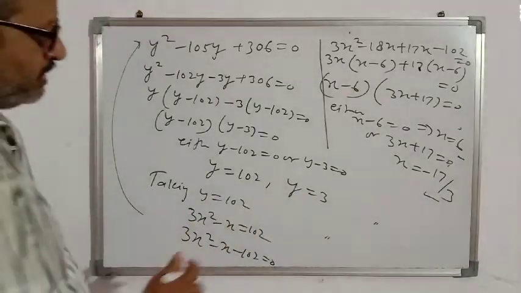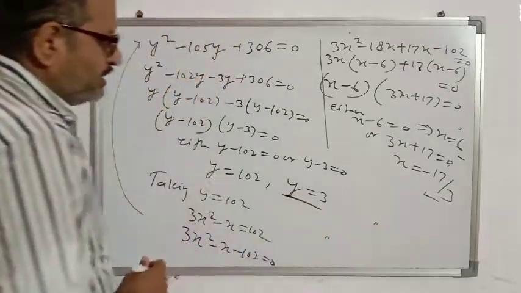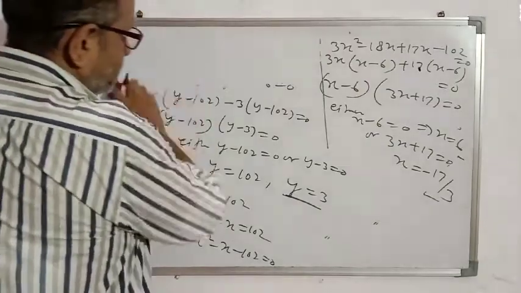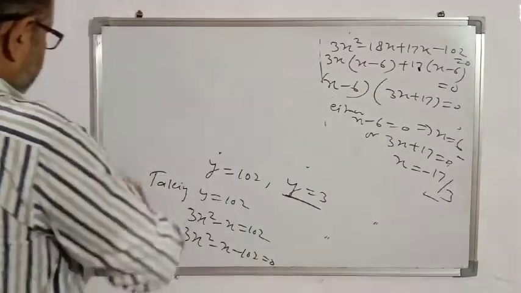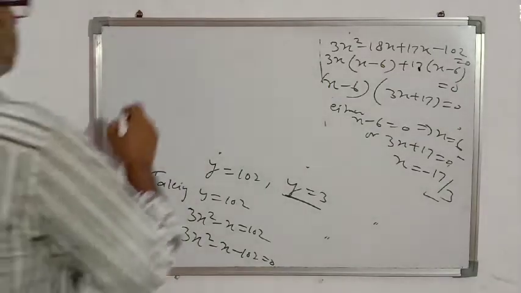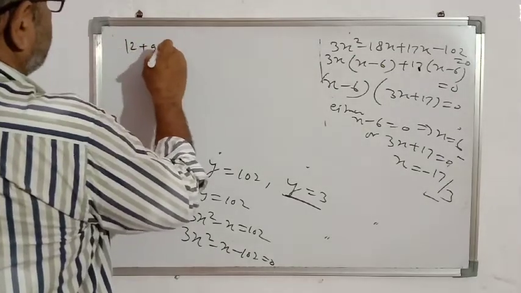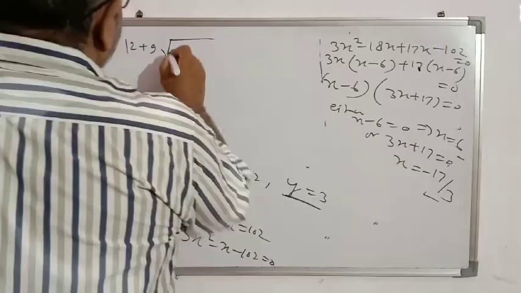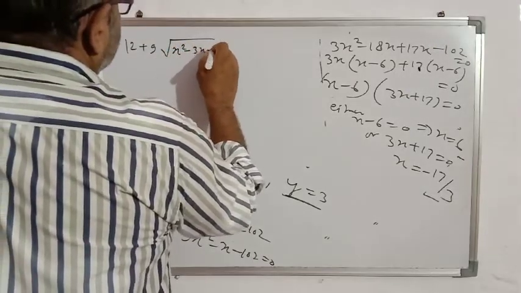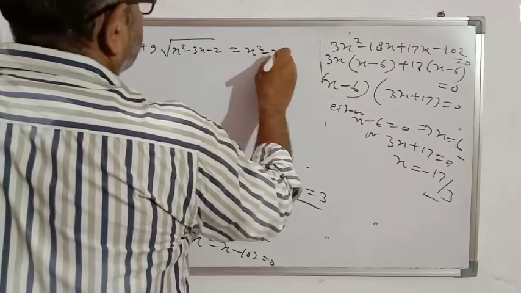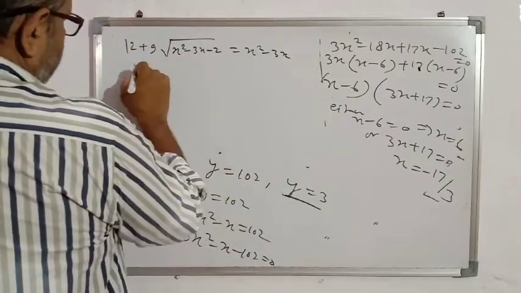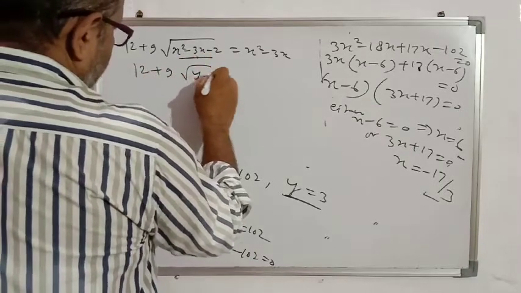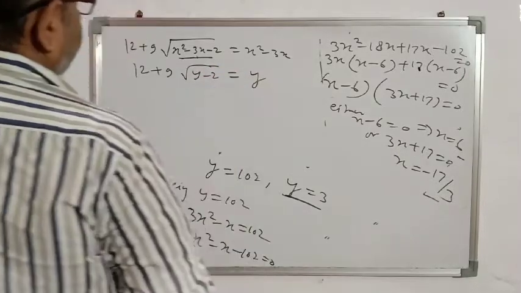y is equal to 3 does not satisfy the equation. Why does it not satisfy it? We can check. So the question was 12 plus 9 under root x square minus 3x minus 2 is equal to x square minus 3x. We have supposed x square minus 3x is y. So 12 plus 9 under root y minus 2 is equal to y.